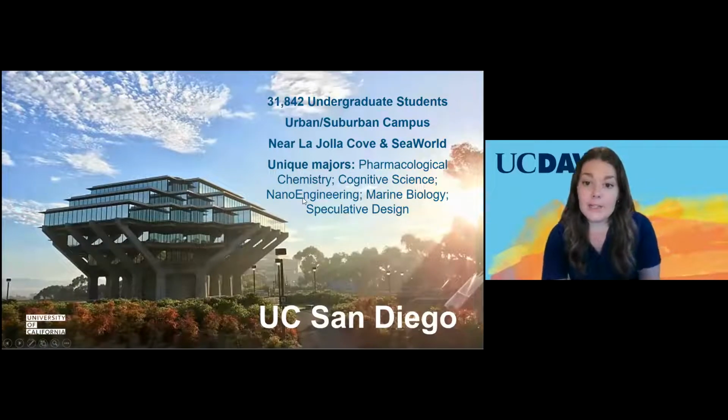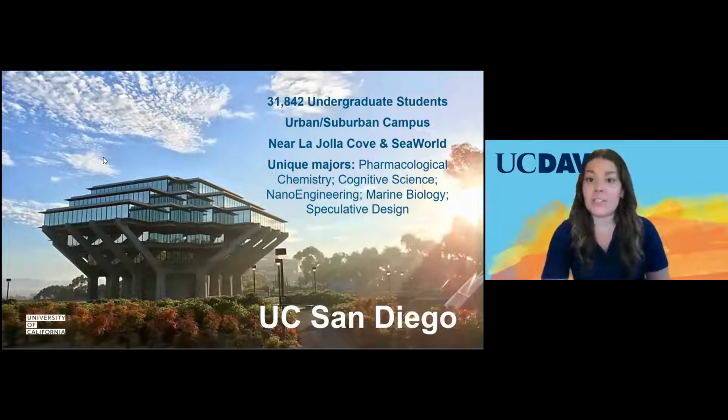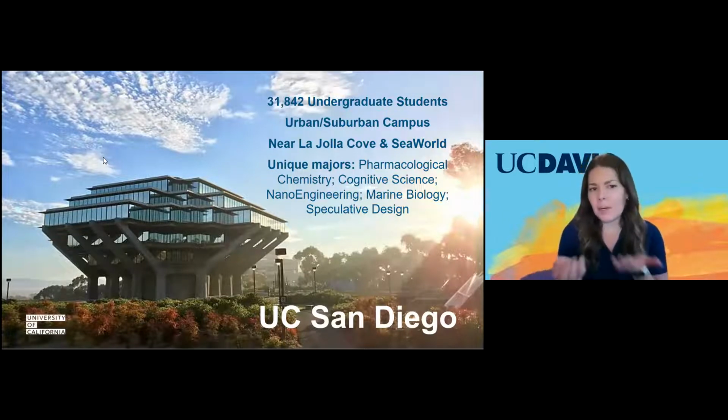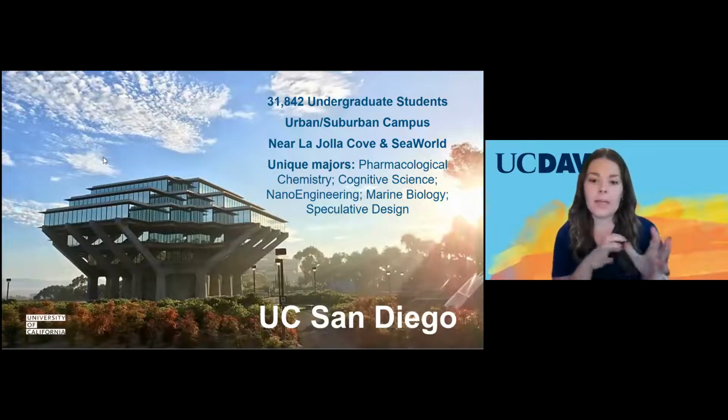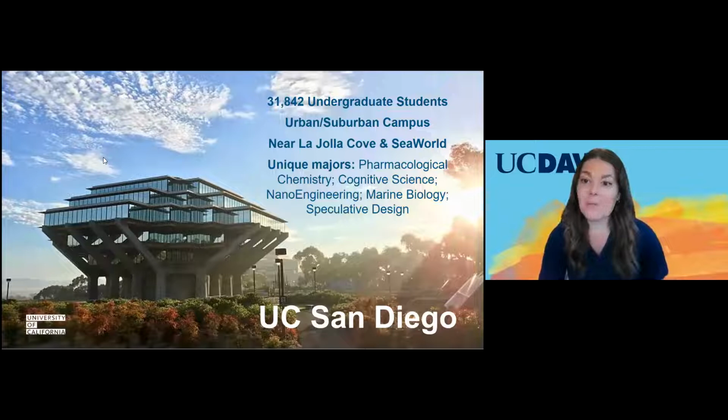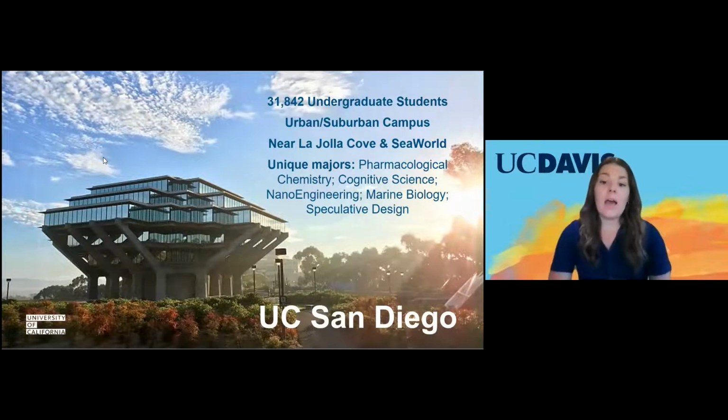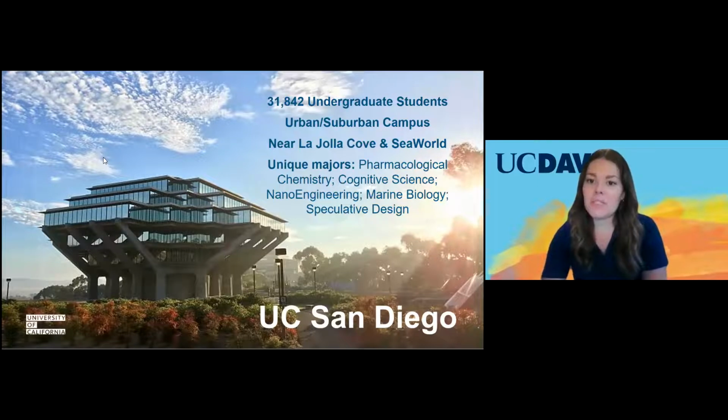UC San Diego is actually the top ranked beach school in the US. So it's kind of a fun one. Very similar size to Davis and Berkeley with just shy of 32,000 undergrads. It's kind of an urban suburban feel, like that big suburb, almost urban feel. It's in La Jolla, so it's just outside that downtown area. It's right near SeaWorld. They have a pharmacological chemistry major, cognitive science, nano engineering, marine biology. They're a great place to go for marine biology, as well as the next one I'm about to focus on. And they also have speculative design. So some very specific majors there.